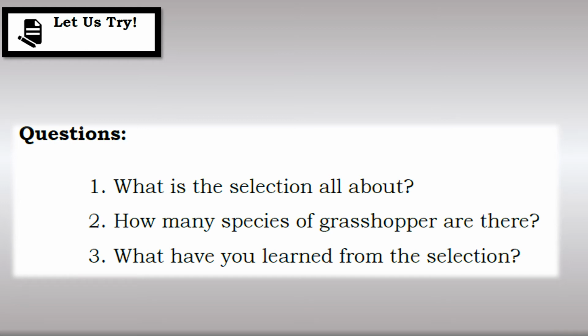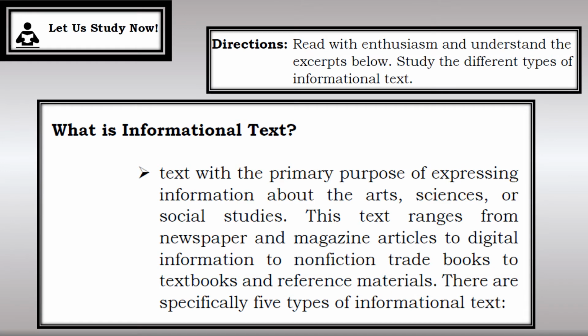Kaya yan! Now, let us study. We have to read with enthusiasm and understand the excerpts below. So, what is informational text? Ano ba ang ibig sabihin pag sinasabi nating informational text? Well, informational text is a text with the primary purpose of expressing information about the arts, sciences, or social studies.